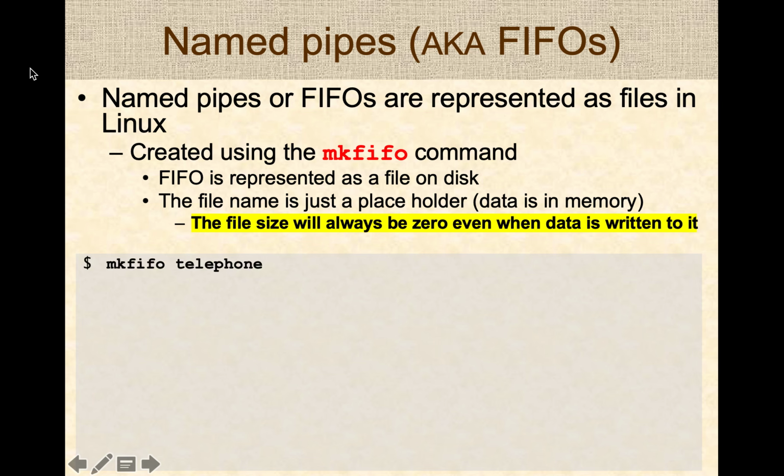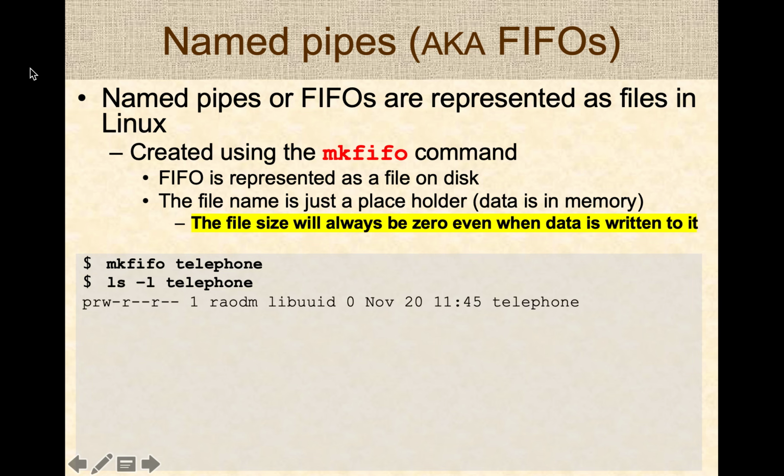So let's look at an example here. Let's make a FIFO called telephone. That's the name of the file. So here you're saying make a FIFO called telephone. And you can look at the file, so you will see the file. It'll appear as if it's a file on disk, but notice the letter p at the beginning of the file indicating it's a pipe. So now you can write data to that pipe.